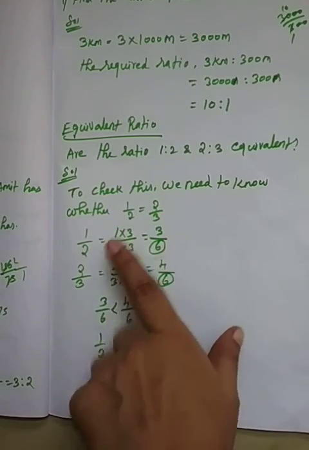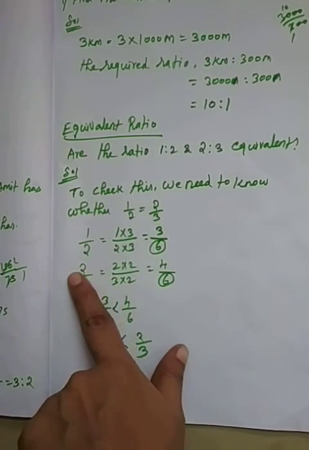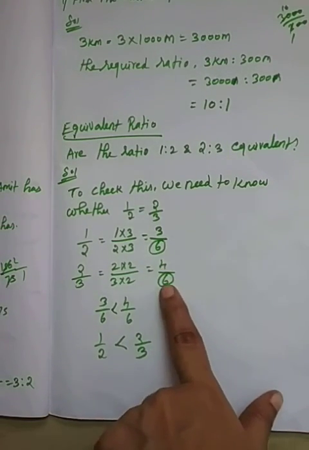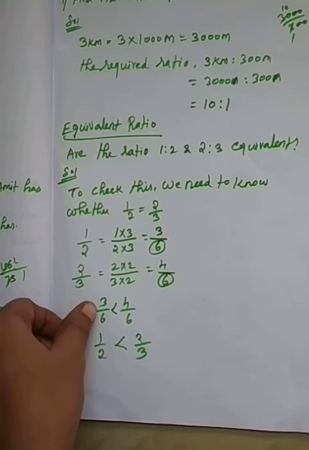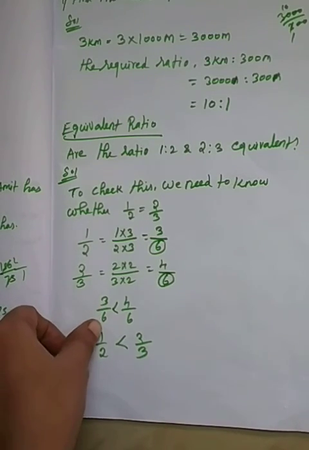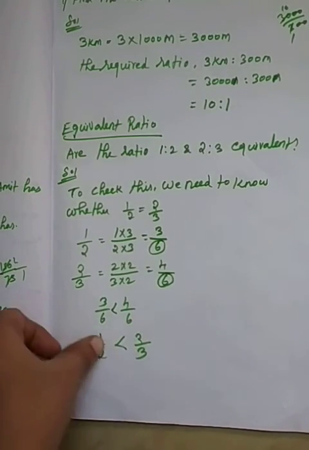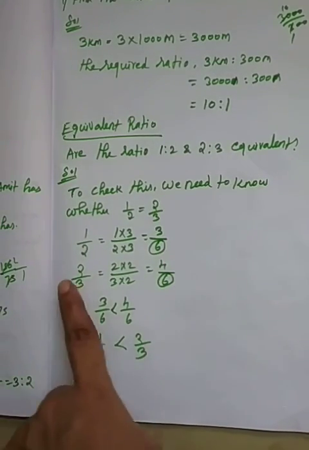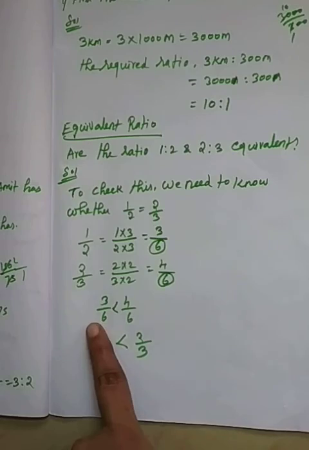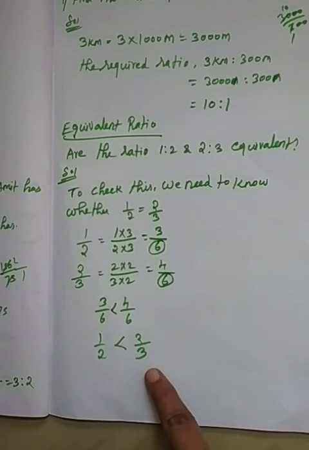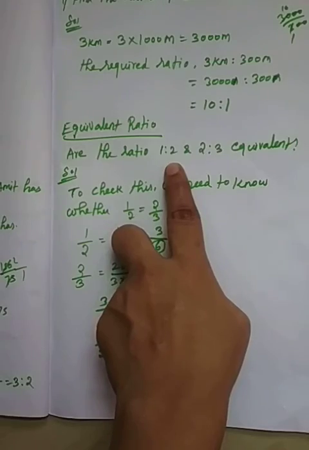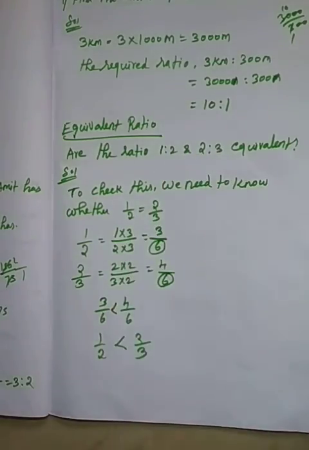The next value you can take is 2 by 3. You need the value 6, so you multiply and divide by 2. You will get 4 by 6. So listen, 3 by 6 is less than 4 by 6. That means 3 by 6 is nothing but 1 by 2, and 4 by 6 is nothing but 2 by 3. So you will get 1 by 2 is less than 2 by 3. Therefore the ratio 1 is to 2 is not equivalent to the ratio 2 is to 3.